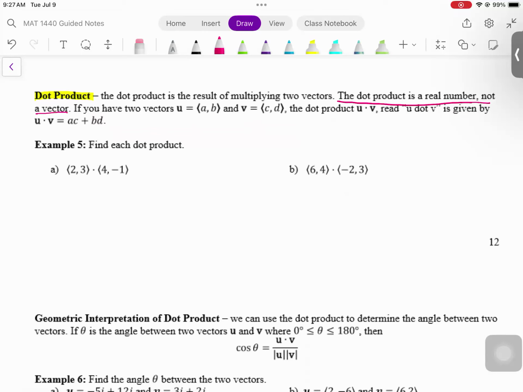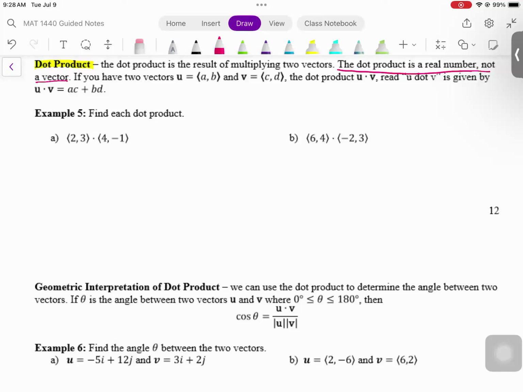If you've got two vectors, u and v, the dot product is read u dot v. So be careful, that dot is not multiplication. Well, it is multiplication, but it's special multiplication between two vectors. So we want to make sure that we read it the correct way. Syntax is going to be very helpful in identifying whether that should be read as u dot v or u times v. But the dot product u dot v is equal to a times c plus b times d, where ⟨a, b⟩ is the component form for vector u, and ⟨c, d⟩ is the component form for vector v.